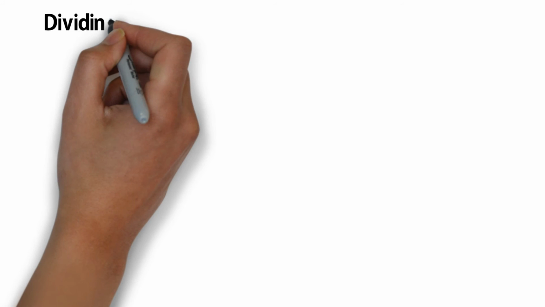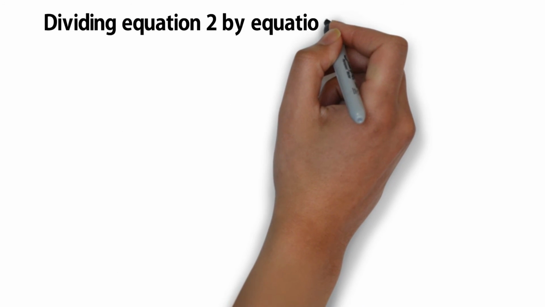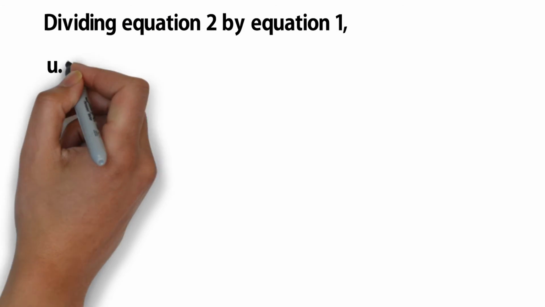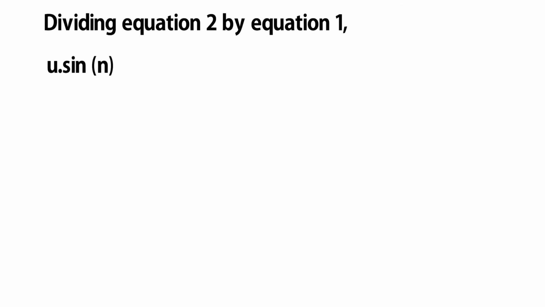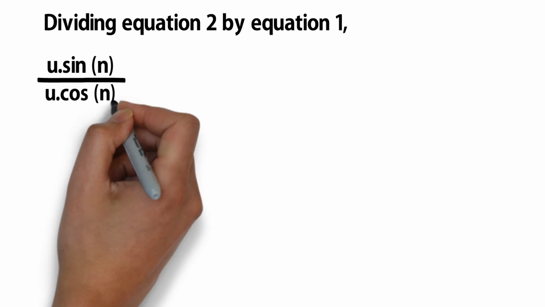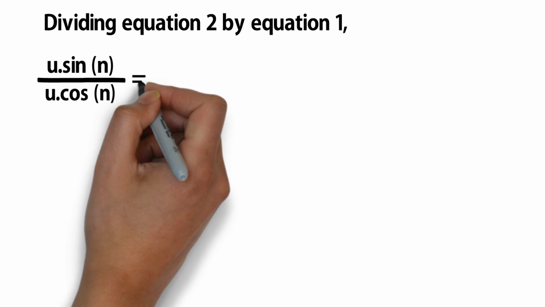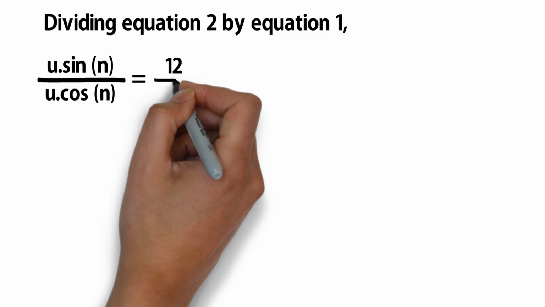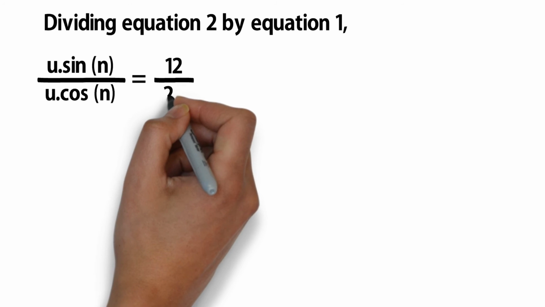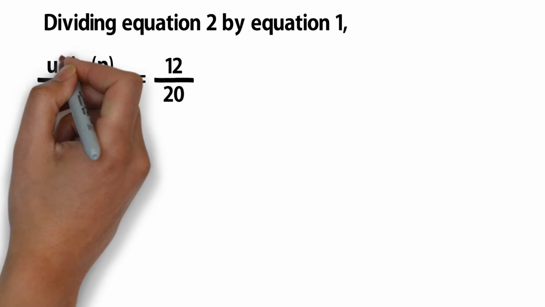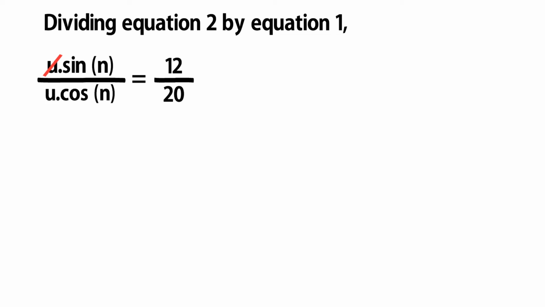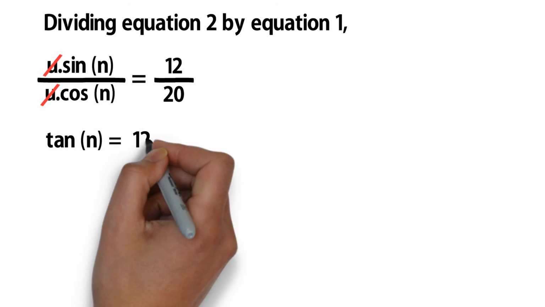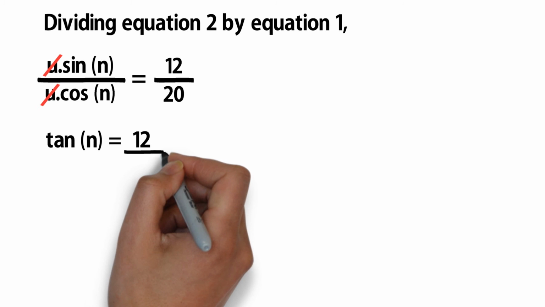Now, in order to eliminate u, let's divide equation 2 by equation 1. Both the u's get cancelled, and now we're left with tan theta is equal to 12 by 20.